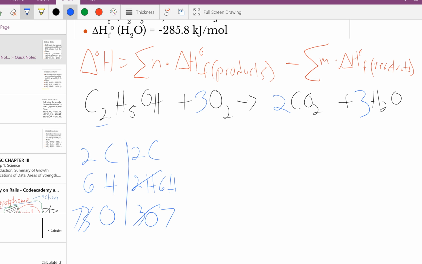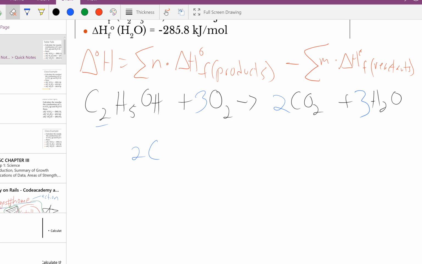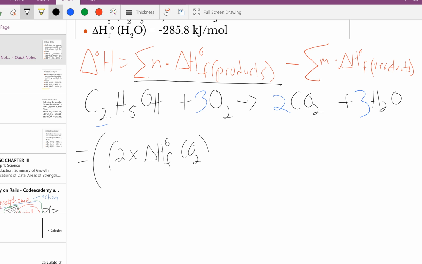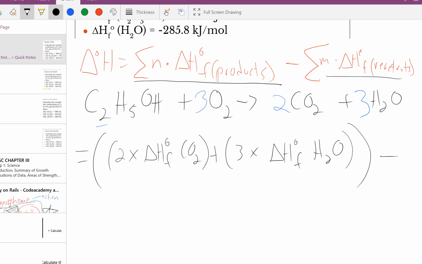So now that I have my balanced chemical equation, the rest of this isn't too hard. I follow the exact format given here and look first for the sum of the enthalpy change of formation for the products, which happen to be CO2, 2 times the standard enthalpy of formation of CO2 plus 3 times the standard enthalpy of formation of H2O. And then that's going to subtract from the standard enthalpy change of formation of the reactants.